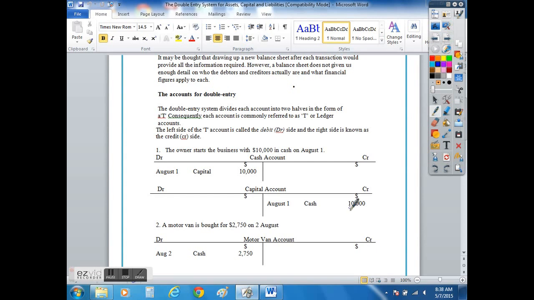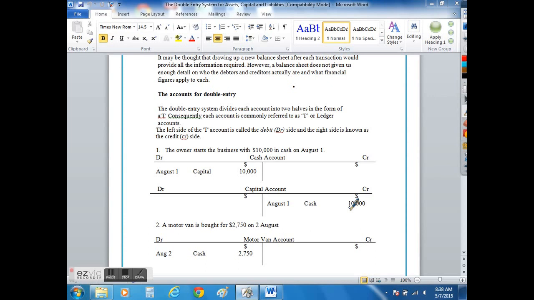The owner will have to give $10,000, and that is recorded on the credit side of the capital account. On the 1st of August, what leaves the owner's pocket is $10,000, and what comes into the business bank or cash account is $10,000. I always find it useful to think of what enters the business on the debit side as the part of the transaction that comes into the company. And on the credit side, to think of what's actually leaving the owner's pocket. In this case, it's $10,000 going out of her pocket, and that's why we record it on the credit side.